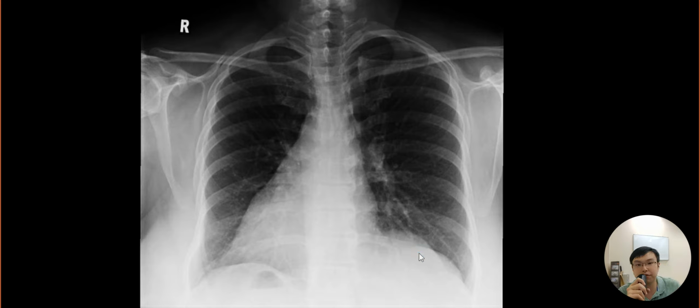But it is not an inverted chest radiograph because the annotation is truly the right side. So all the objects you just see are really inverted in position. Okay, so this case is suspected to have situs inversus.